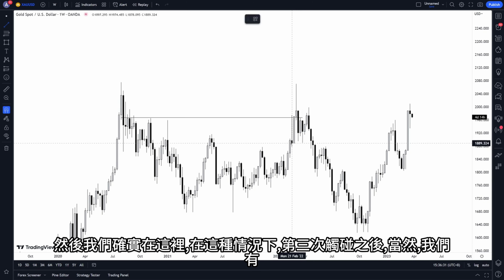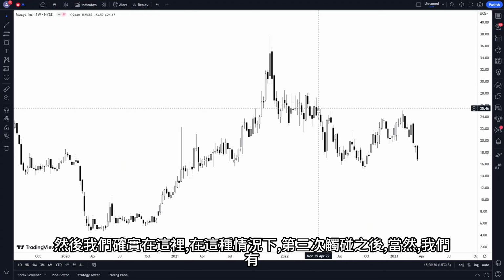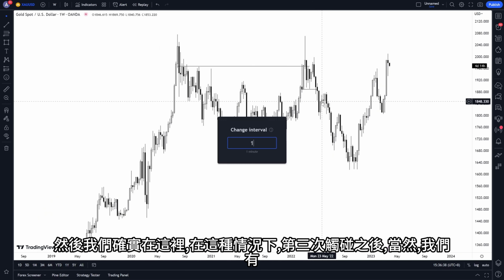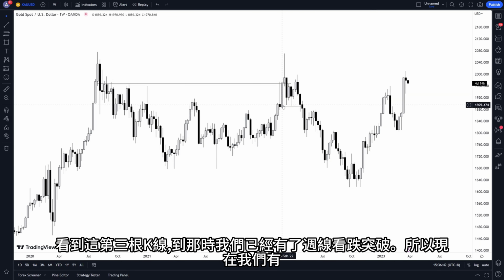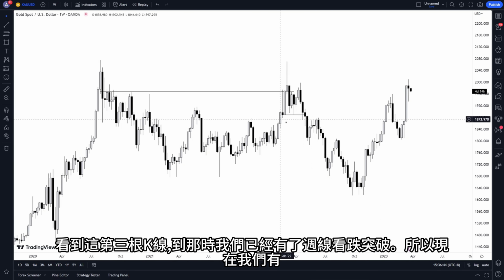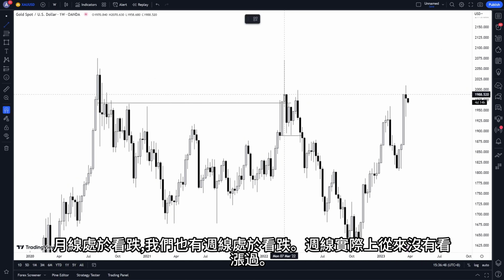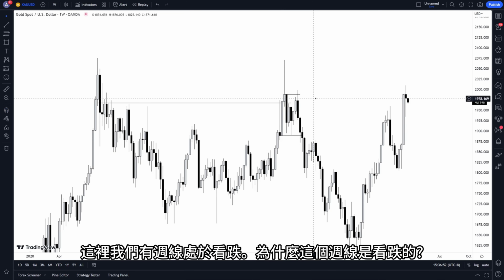And then we do actually have over here, in this case, after the third touch, of course, you see this third candle. By that time we already have the weekly bearish breakout. So now we have the monthly being bearish, and we had the weekly being bearish over here as well. Weekly was actually never bullish. We had the weekly being bearish over here too.